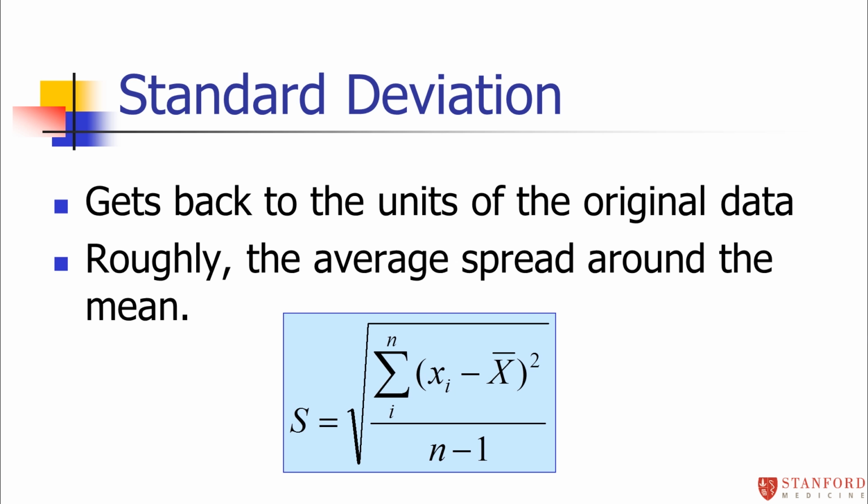Of course, we start by calculating the variance, the average squared distance from the mean. But you're not going to report the variance in your paper, because that would mean reporting things in age squared, years squared, homework hours squared, and so of course we're going to want to get back to the units of the original data.